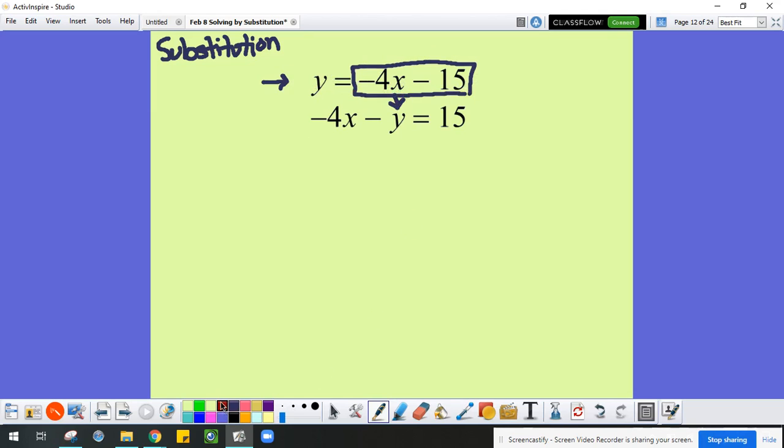One of the problems that I see students do is while they're getting ready to substitute in, which is what I'm doing, they accidentally copy some stuff from the bottom and some stuff from the top.